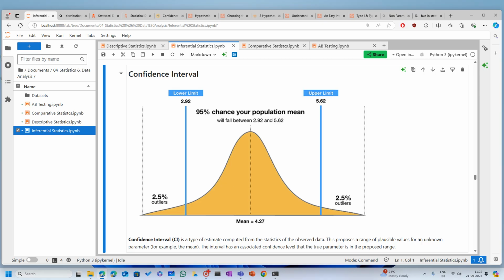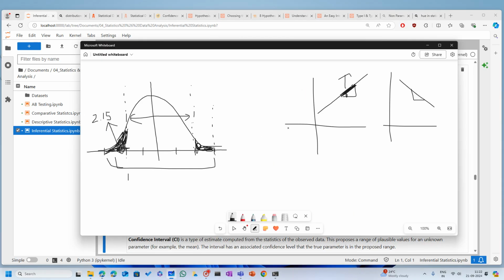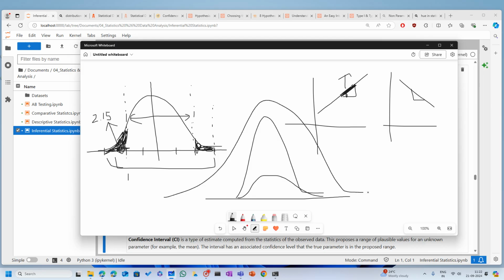But the challenge here is, okay, this could be a standard deviation, standard distribution. This could also be a standard distribution, right? And this could also be a standard deviation distribution. So if you notice, all the three distributions have the same mean. Now how will you choose the confidence interval?